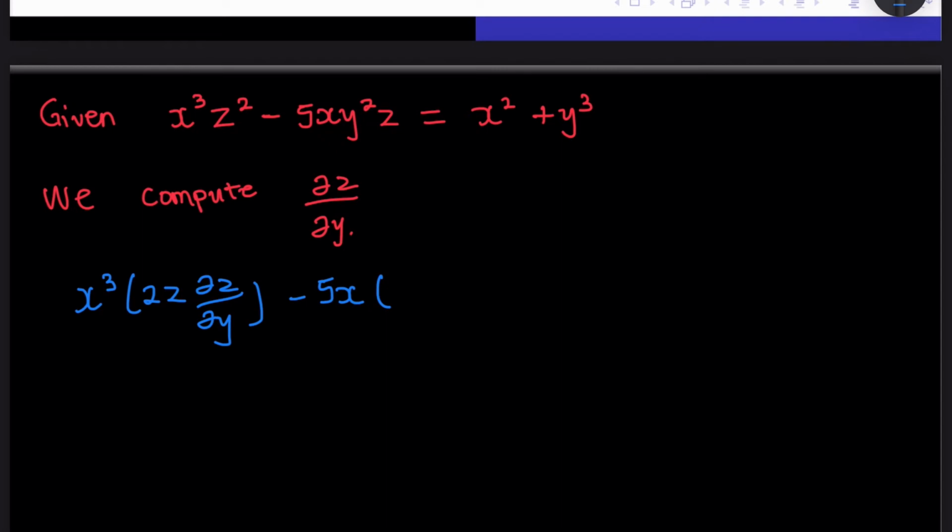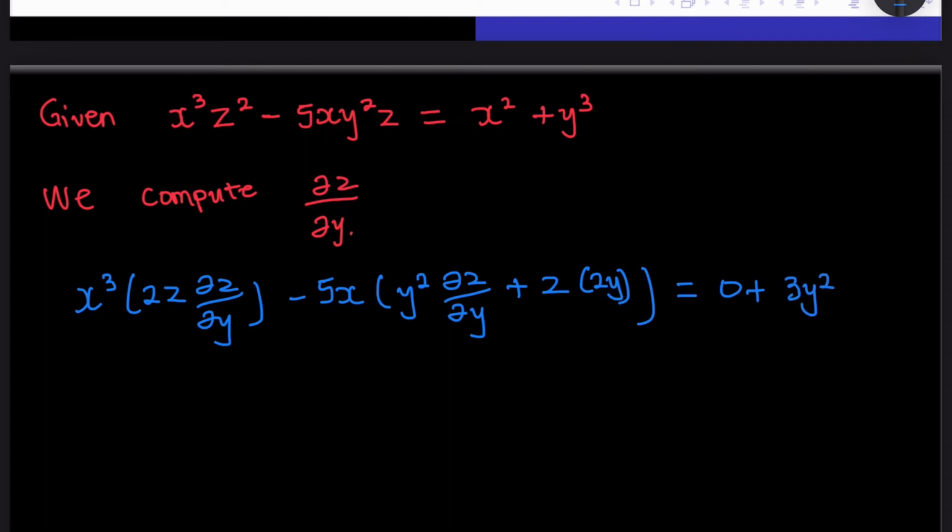So let's keep y squared, then differentiate z with respect to y, and that's going to give us ∂z/∂y, plus we now keep z, differentiate y squared with respect to y, that's going to give us 2y. Then it's equal to, we now differentiate x with respect to y. In this case, x is a constant, so that will go to 0. Then plus, we now differentiate y cubed with respect to y. That's going to give us 3y squared.